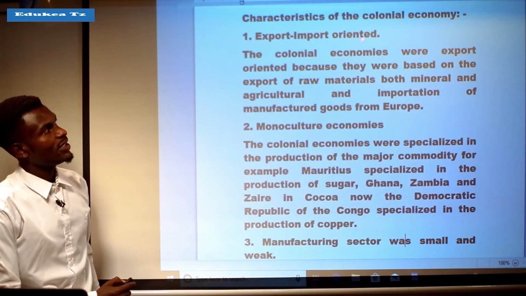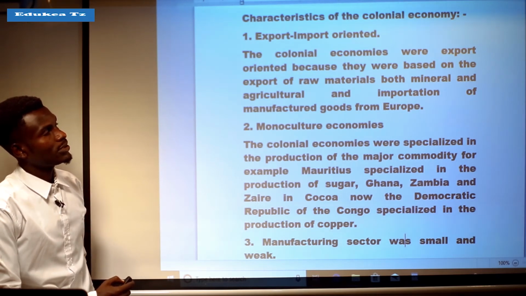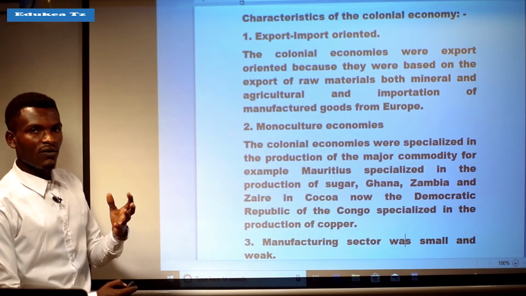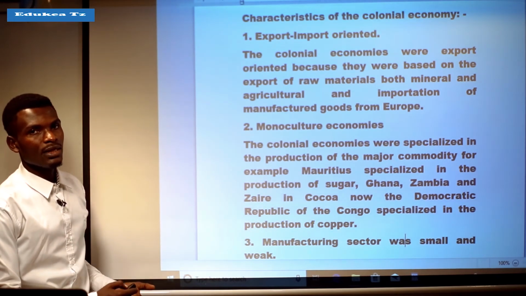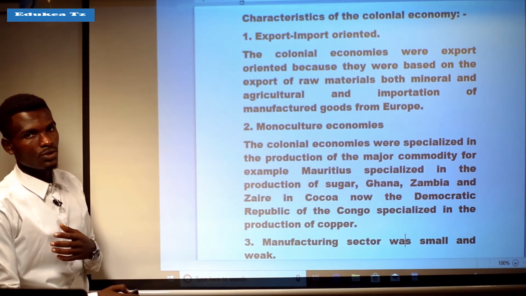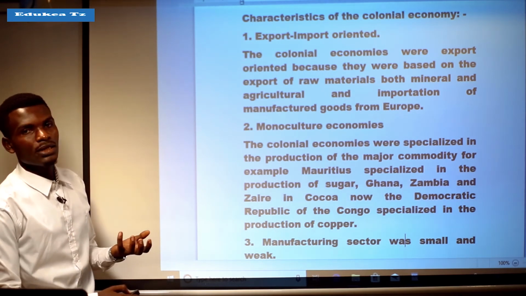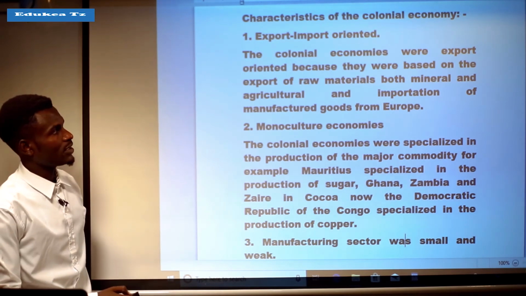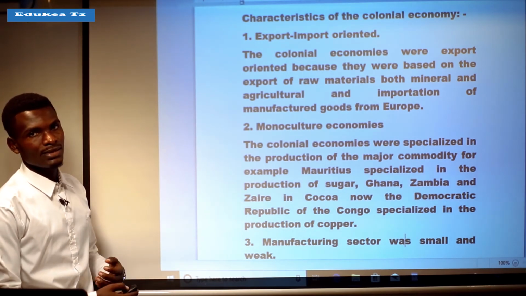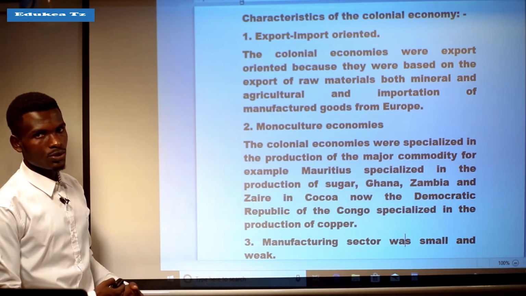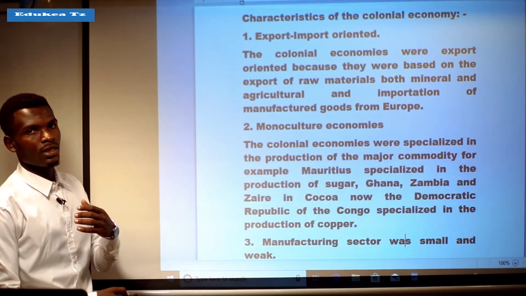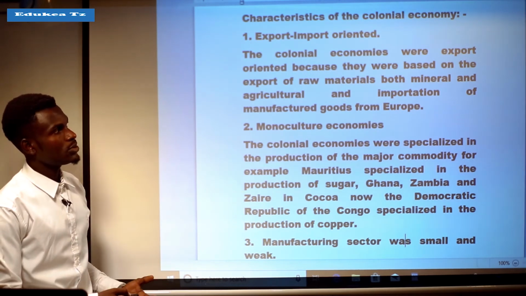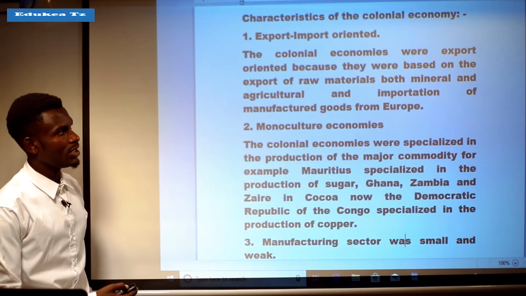Export-import oriented. It means that there was production of raw materials which must be exported to the metropolitan, and the importation of industrial manufactured goods from Europe to Africa. So it was just like exchanging. The Africans are the producers of raw materials and the Europeans are the producers of the ready manufactured goods or finishing goods from the industries.